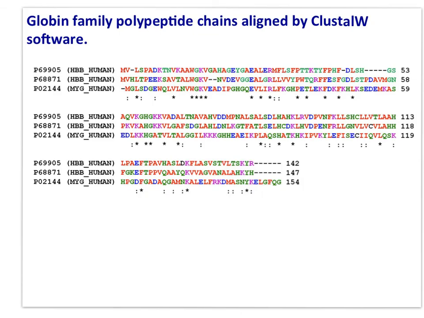On this slide, 3 polypeptide chains from the Globin family are aligned by the Clustal W software program. The asterisks at the bottom line of the alignment indicate identical, fully conserved residues in a given sequence position, while single and double dots refer to highly and moderately conserved residues, respectively. Within the aligned sequences, the dashes indicate the gaps that were inserted in order to optimize the alignment.